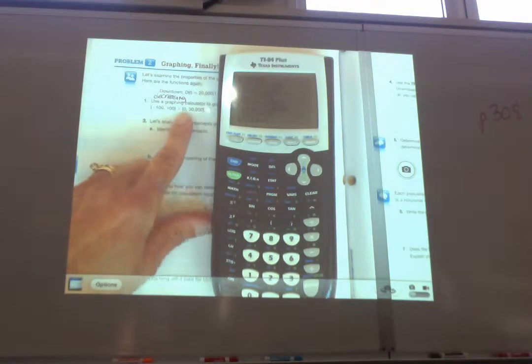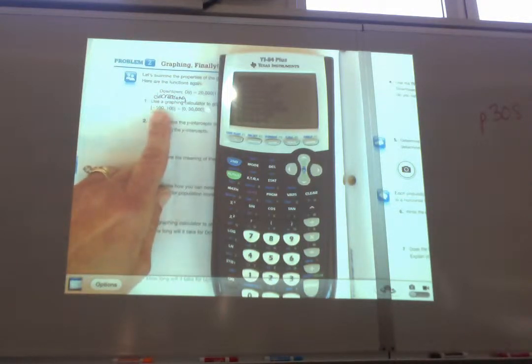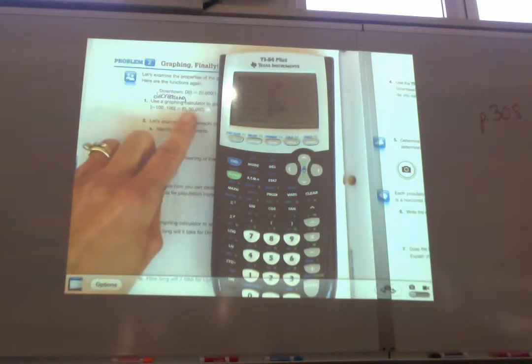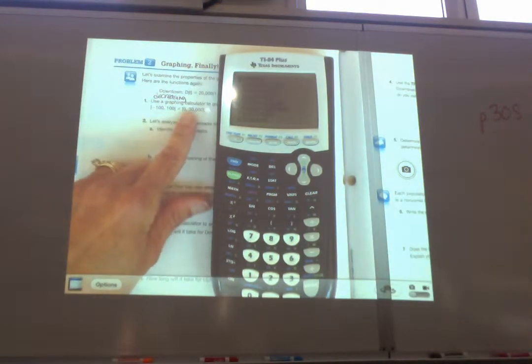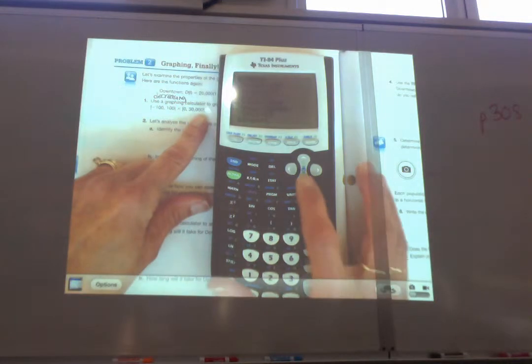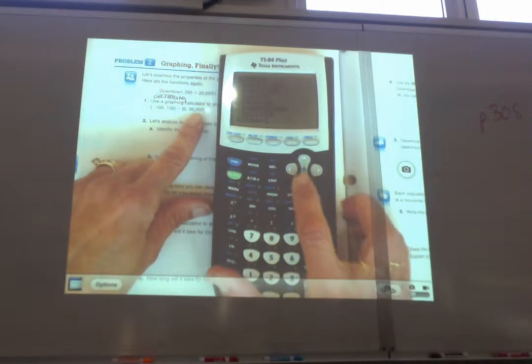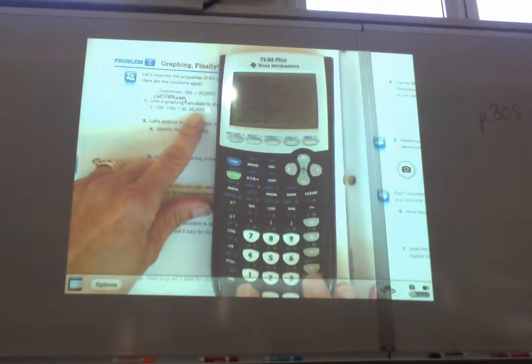Now, in the y values, it's going from 0 to 30,000. The negative 100 to positive 100, that's a range of years, 100 years ago and 100 years ahead. But this is population from 0 to 30,000. So y-min 0 and y-max 30,000, 3 with 4 zeros. And then if I'm going all the way up to 30,000, I bet you a good scale is 100s.